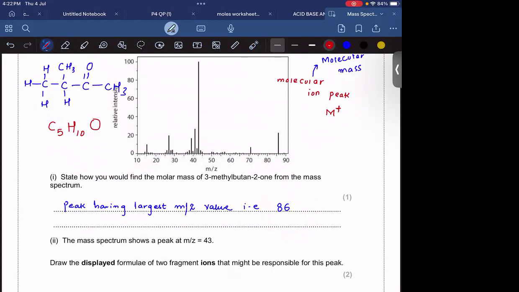So that's why we can say that if I tell you this is a molecular ion peak at 86, it means the molecular mass of the compound is 86. This is the reason we say the molecular ion peak represents the overall molecular mass of a compound. Are you getting my point? Yes. Good.